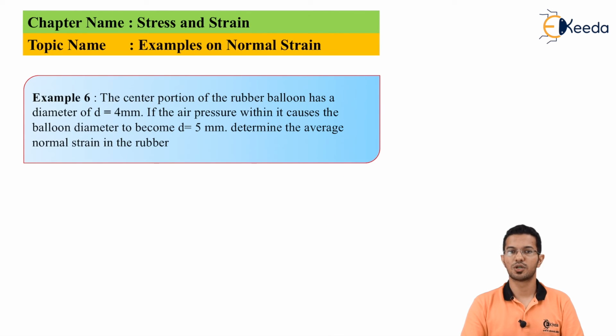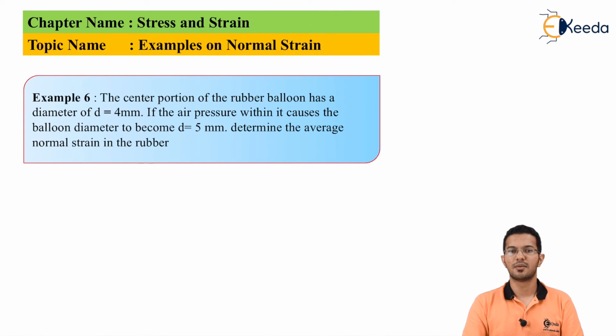Now let's look at the next example. The center portion of the rubber balloon has a diameter of D is equal to 4 mm. If the air pressure within it causes the balloon diameter to become d is equal to 5 mm, determine the average normal strain in the rubber. Let's look at the solutions.